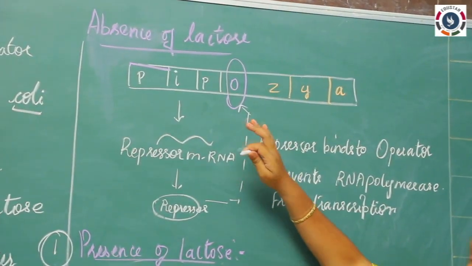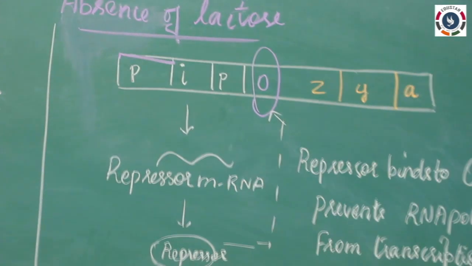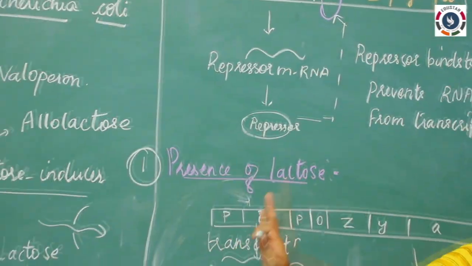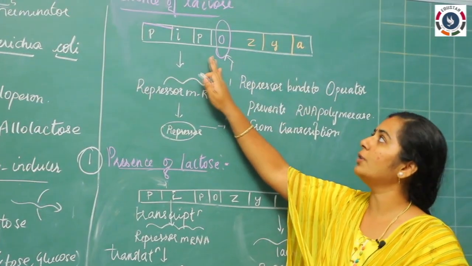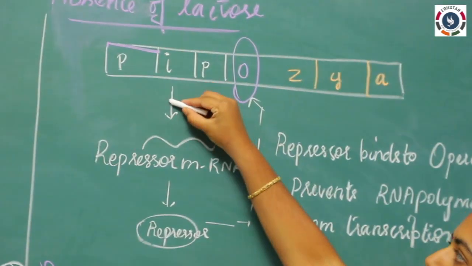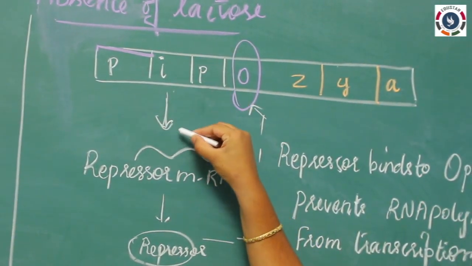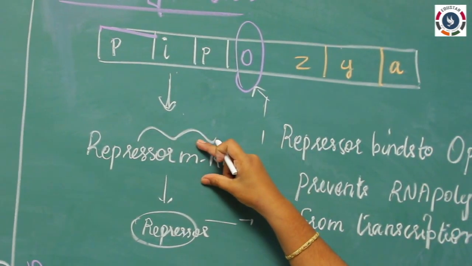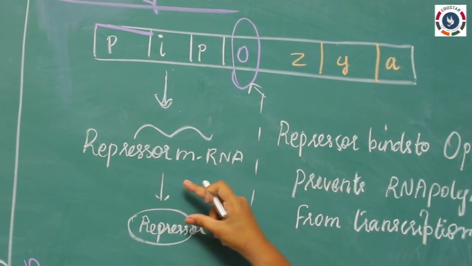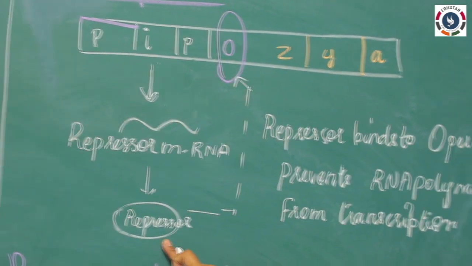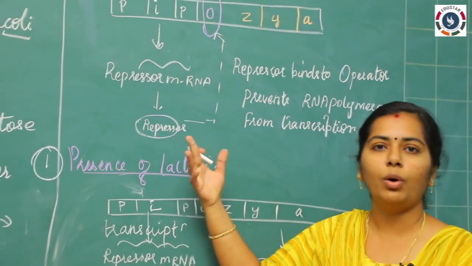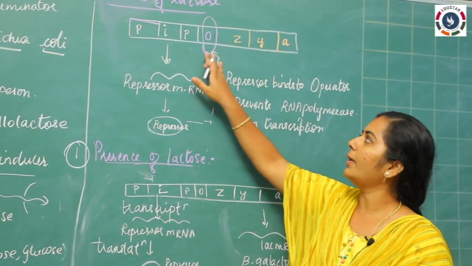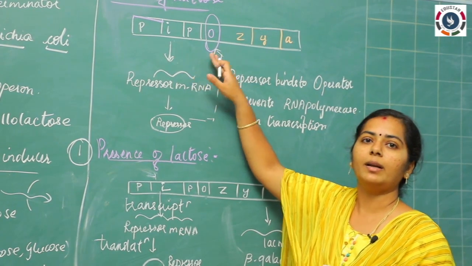First we will see the absence of lactose. If there is no lactose in the medium, there is no need for these enzymes, right? Beta galactosidase, permease and trans-acetylase. We know that our repressor gene, I, will undergo transcription and produce the repressor mRNA, and this mRNA will undergo translation and produce the repressor protein. If there is no lactose, there is no need for the activation of these structural genes, right?